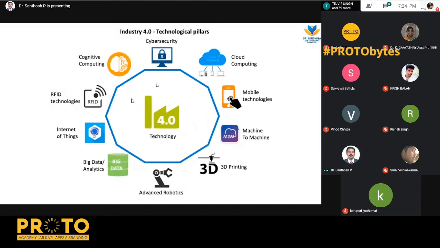And again, we'll come back like this. Internet of Things. What is Internet of Things? Combining all these things, it serves as a platform through which it can access everything. That is IoT, nothing else. And big data. We know what is big data analysis, right?